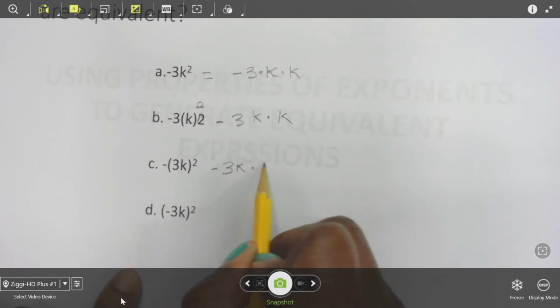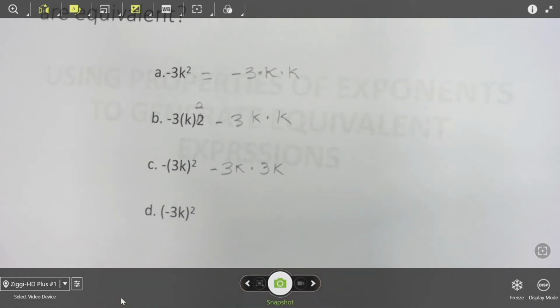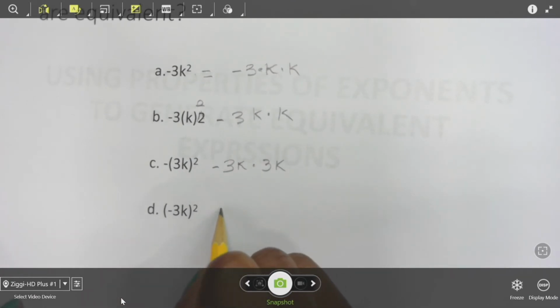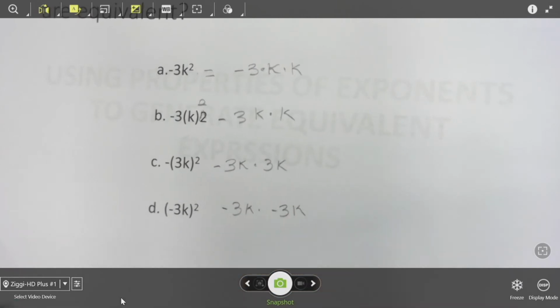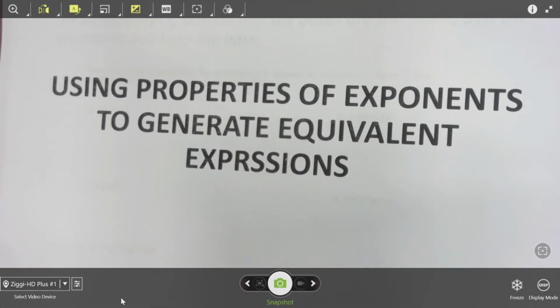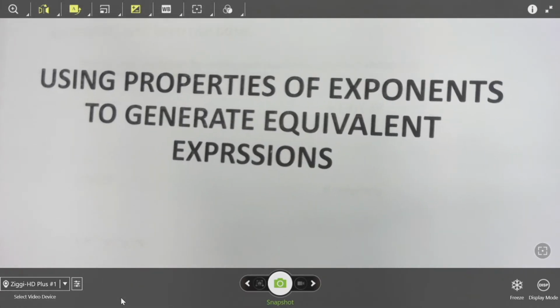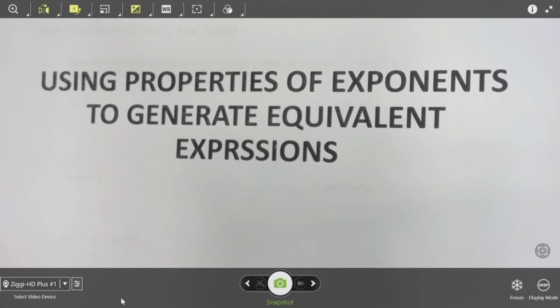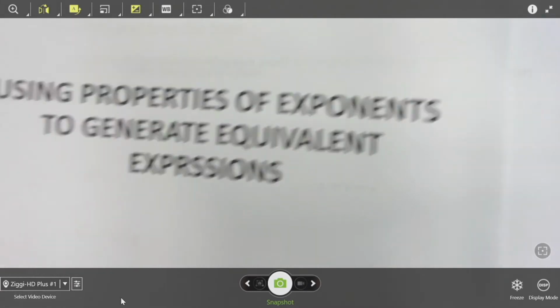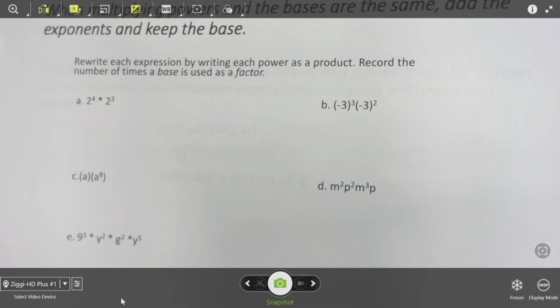Okay, and what about here? -3k times 3k. And here we have -3k times -3k. Which expressions are equivalent? You're right, A and B. Okay, good deal. All right, let's move on. We're going to be using properties of exponents to generate equivalent expressions. Here we're going to be looking at our laws of exponents.